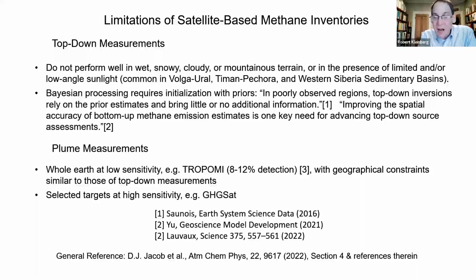And just a more recent comment from Yu et al., a recent paper in Geoscientific Model Development: improving the spatial accuracy of bottom-up methane emission estimates, that's the priors, is one key need for advancing top-down source assessments. So what Yu is saying is that in order to do a better job of getting data from satellites, you've got to have better bottom-up or inventory methods to put into your processing algorithm.